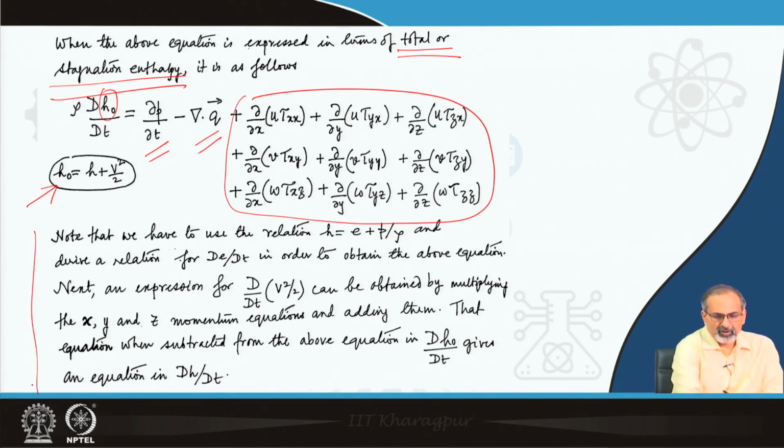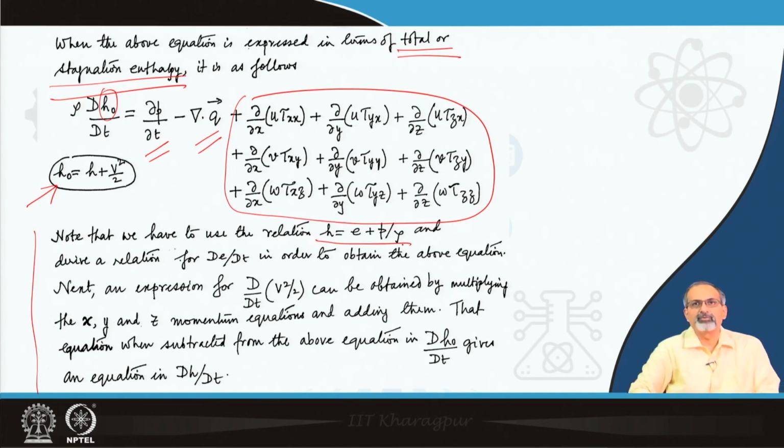We need to take a note of this, that we have to use the relation h is equal to p by rho and derive a relation for dE/dt in order to obtain the above equation. Next, an expression for the substantial derivative for v square by 2 can be obtained by multiplying the x, y and z momentum equation and adding them.